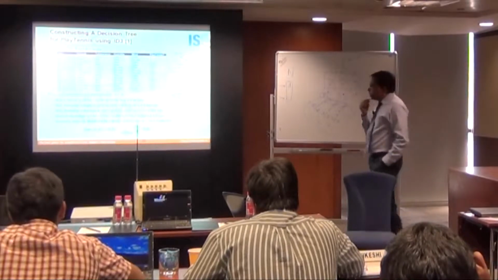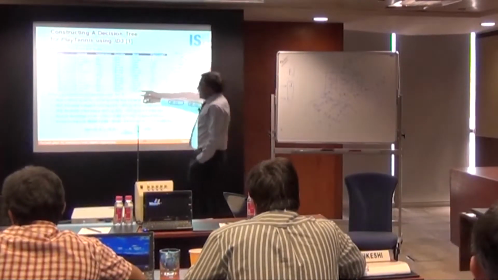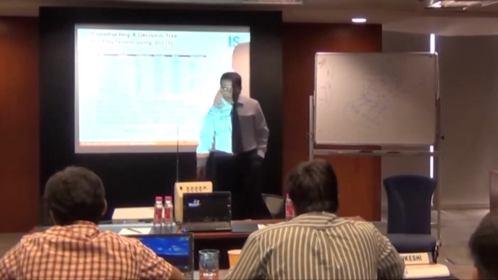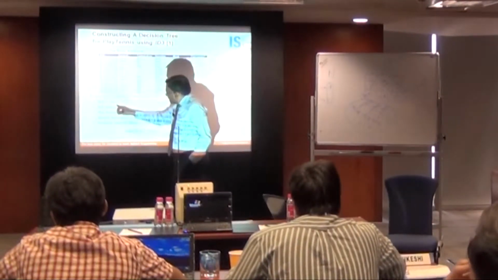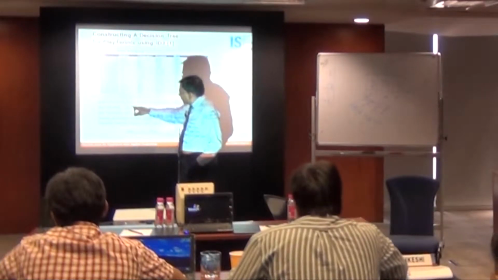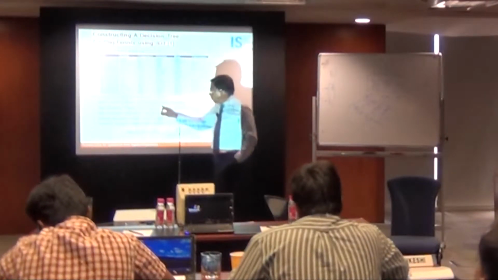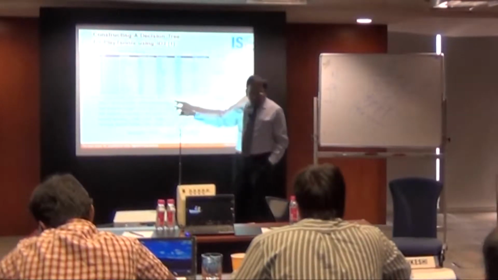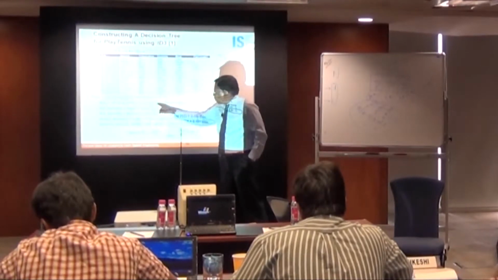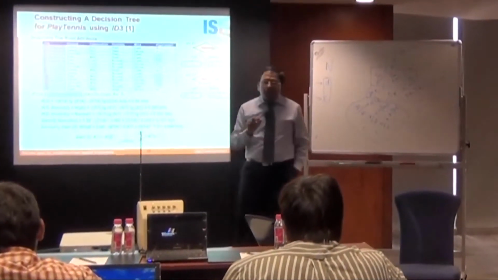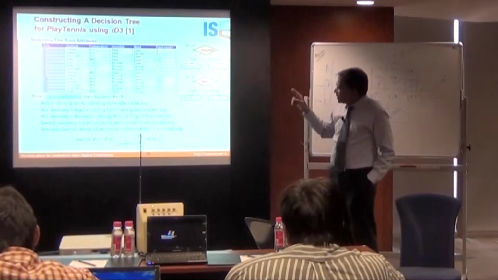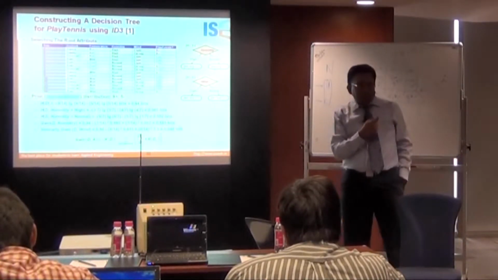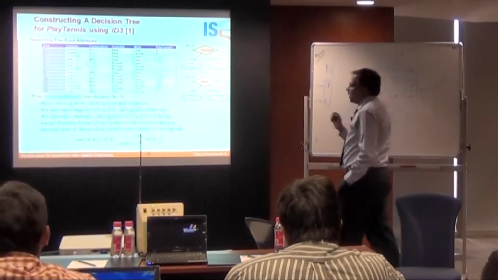That's the terminology used. So because it's 9 plus 5 minus, the entropy before split is minus 9 by 14 logarithm of 9 by 14 minus 5 by 14 logarithm of 5 by 14 bits. Bits, hence the log base is 2. So with log base 2, it's 0.94 bits that is needed to describe this. That is the entropy. The entropy before split is 0.94 bits.